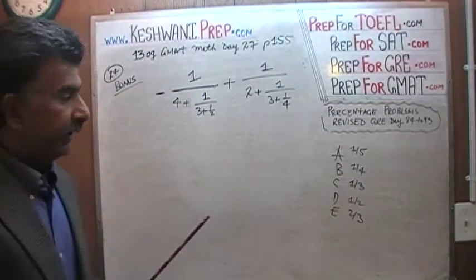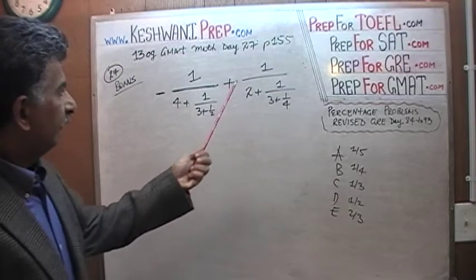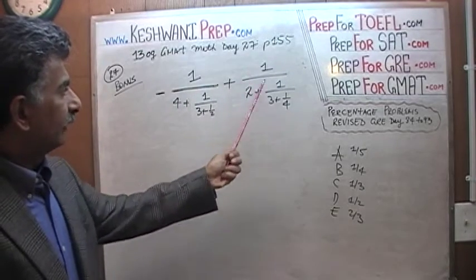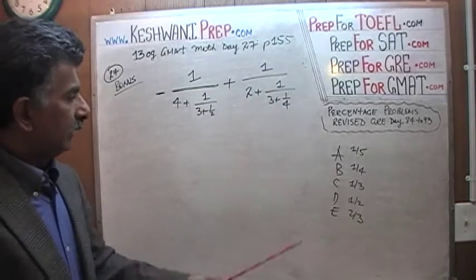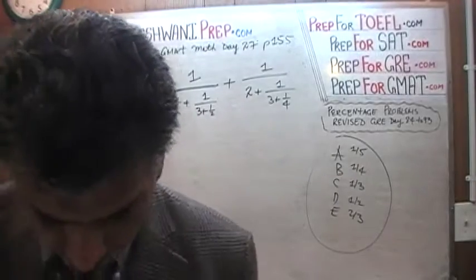The one that we had yesterday, 1 over 4 plus 1 over 3 plus half, with a negative sign in front of it, plus 1 over 2 plus 1 over 3 plus quarter. And here are the answer choices. Let's do this one first before we do question number 27, okay?